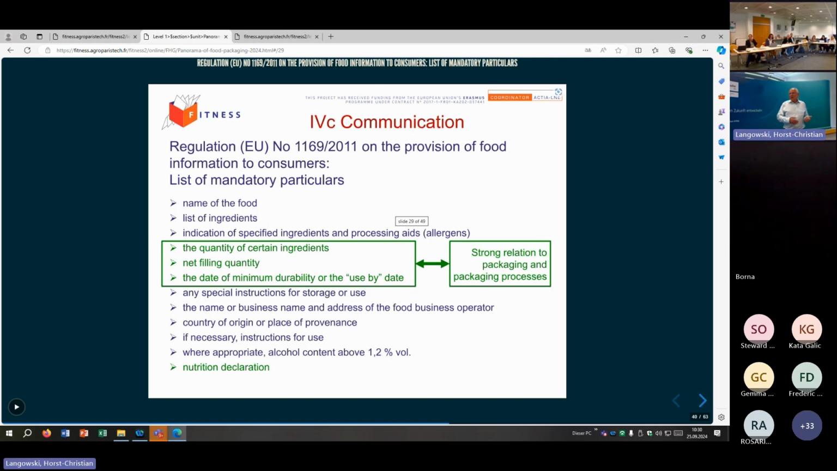Also, the packaging process, how exact does it work? Not easy. The net filling quantity and the minimum durability date, or the so-called use-by date. Different, both, because minimum durability means it may live even longer, whereas the use-by date tells you don't use it afterwards. It differs from product to product. And you also have the nutrition declaration, what may happen there. For instance, if you have oxygen permeation and you have a beverage high in vitamin C, like orange juice, I have an example there, then this may change.